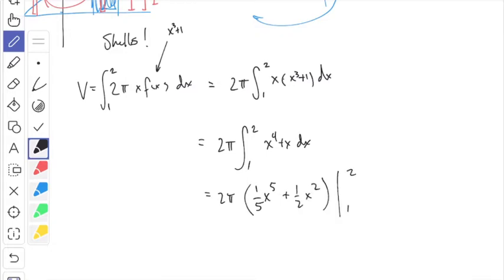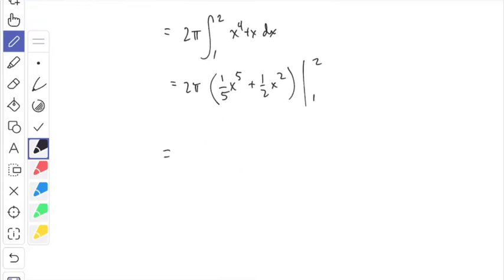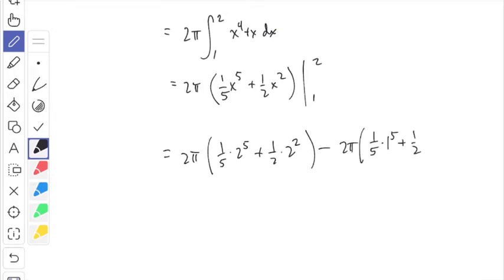Plug in 1 and 2. And let's just do it. 2 pi, and then I get 1/5 times 2 to the 5th plus 1/2 times 2 squared, minus 2 pi, 1/5 times 1 to the 5th plus 1/2 times 1 squared. And that's it. I would expect you to leave the answer like that. I'm sure you could simplify parts of that, but I don't care about that.